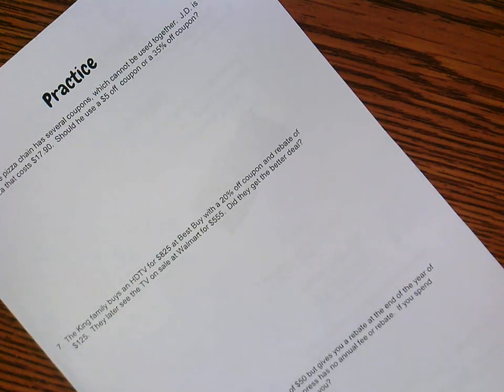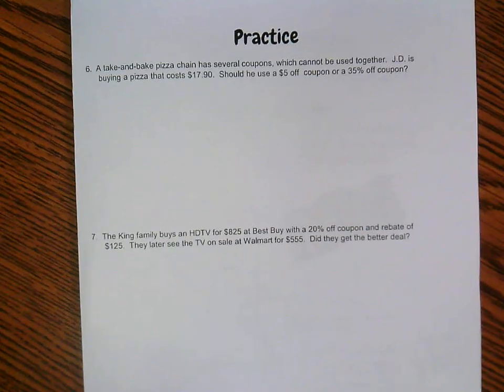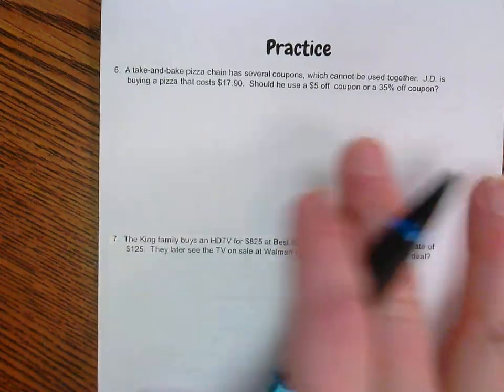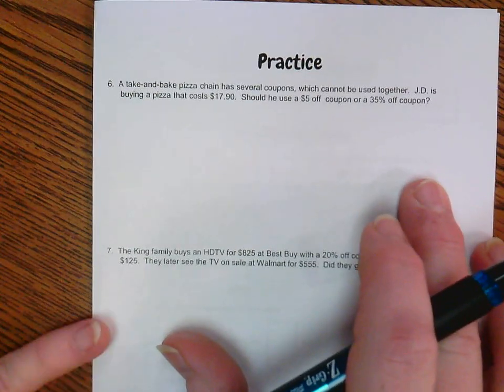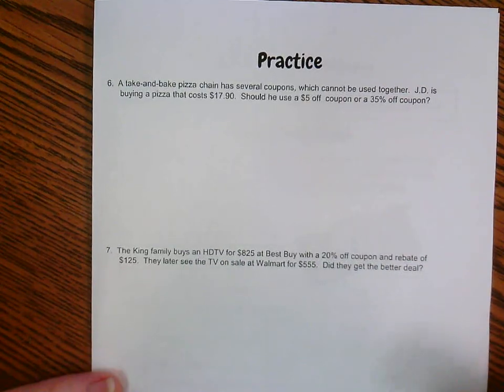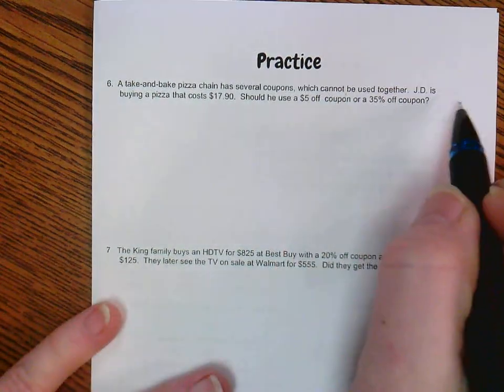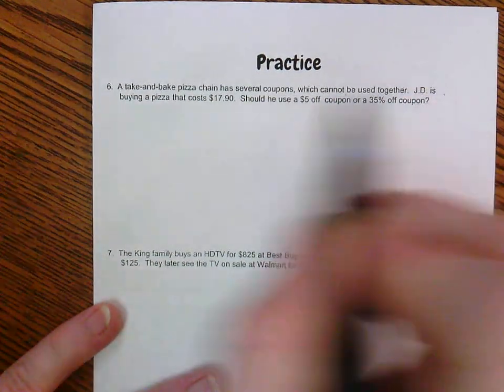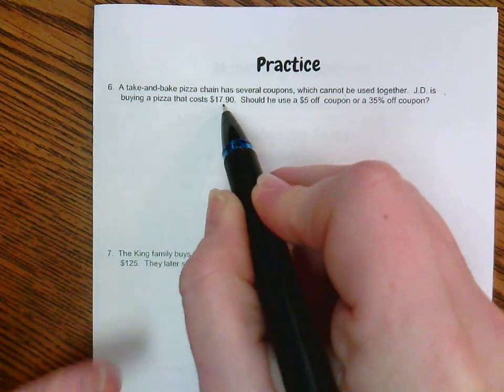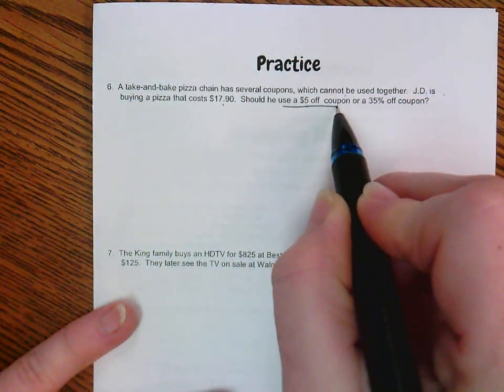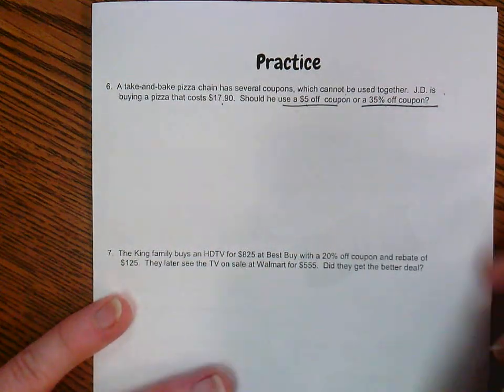Let's go to the practice problems. This is how you would see this on a quiz or a test. Or even just this is a very real topic that you're gonna encounter all the time. All right, so a Take and Bake pizza chain has several coupons, but you can't use them together. So JD wants to buy a pizza that costs $17.90. So should he use a $5 off coupon, or should he use the 35% off coupon?